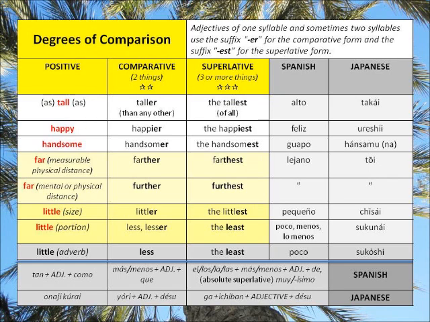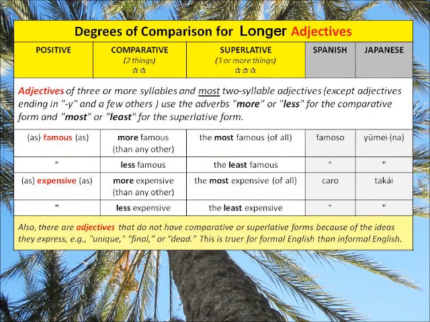form and the suffix est for the superlative form. Adjectives of three or more syllables and most two-syllable adjectives use the adverbs more or less for the comparative form, and most or least for the superlative form.